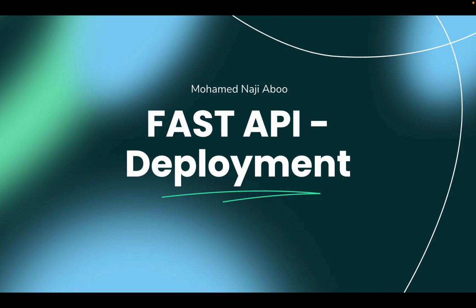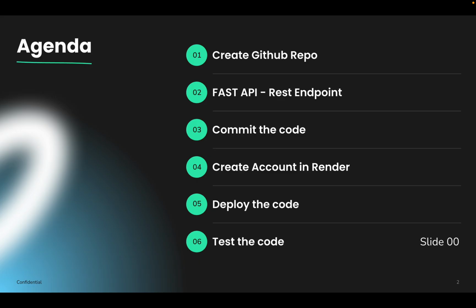In this video, we will be discussing the deployment of FastAPI. So we'll set the agenda of this video tutorial. First, we will be creating a GitHub repo, and we will be creating a FastAPI REST endpoint, and it will be like maybe get, update, maybe put, and the delete methods we will be discussing. Then we will be committing the code, and we will be creating an account in Render. So Render is the platform that we are going to deploy on, and they are providing some free deployment also. Then deploy the code, then we will be testing the code. So this is the agenda of this video.